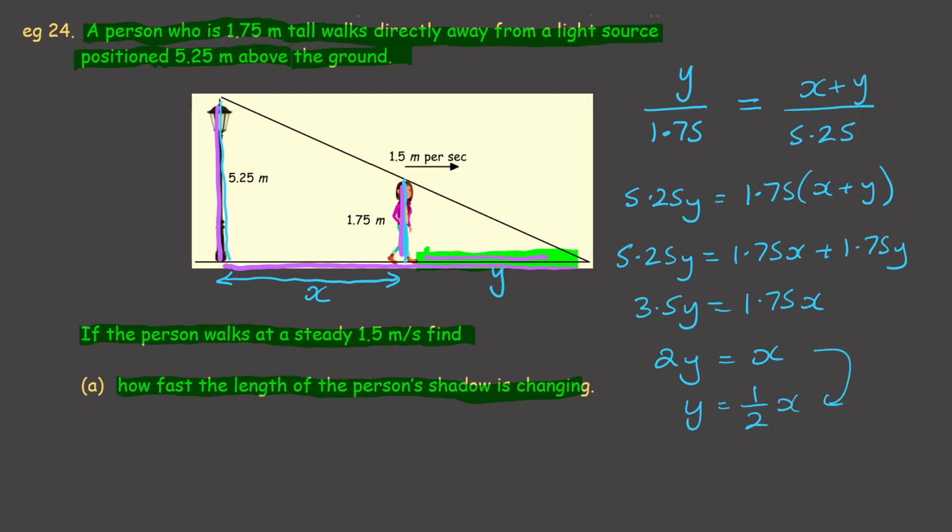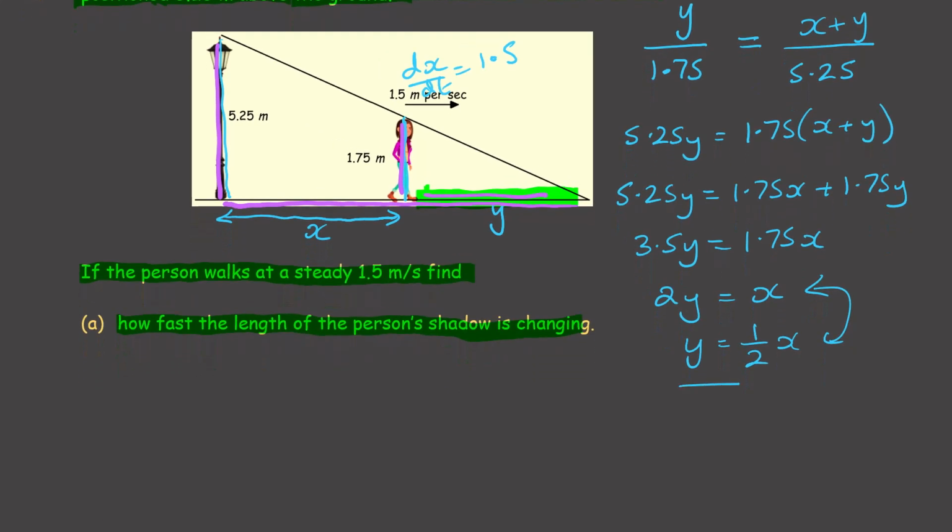I'm not sure which one of these two is going to be useful as we go through, but we know that dx/dt is 1.5. So differentiating both sides of this with respect to t, it's going to be that one that's useful. dy/dt is going to be a half of dx/dt. So in other words, that is going to be 0.75, and that one is in meters per second.